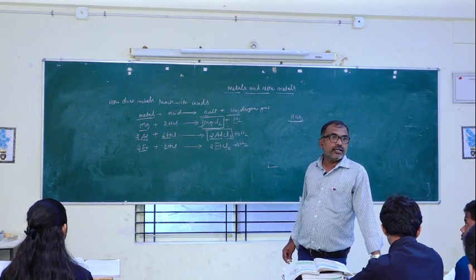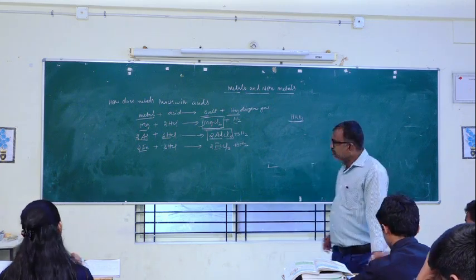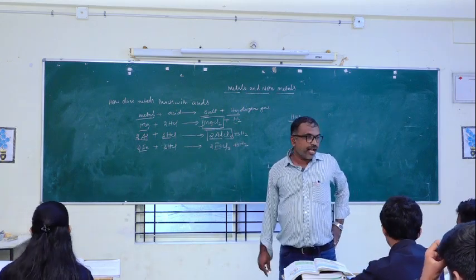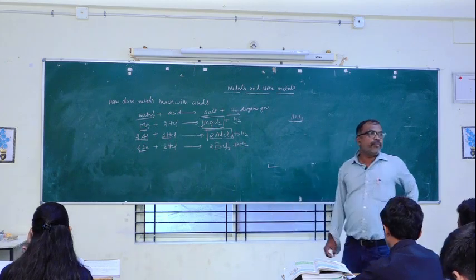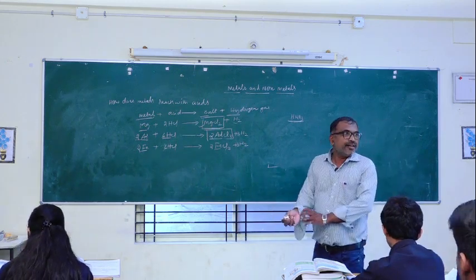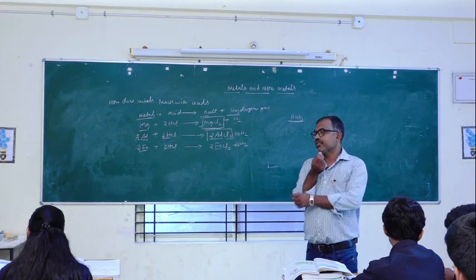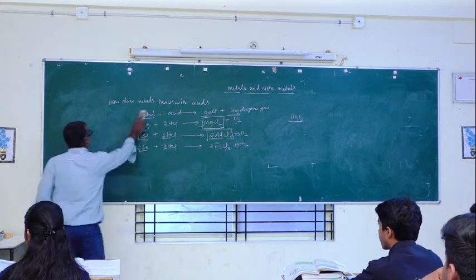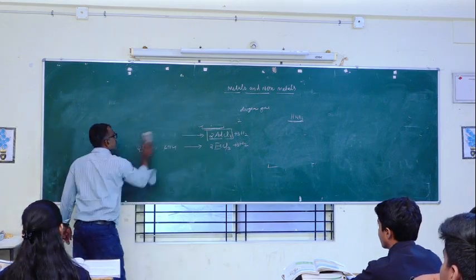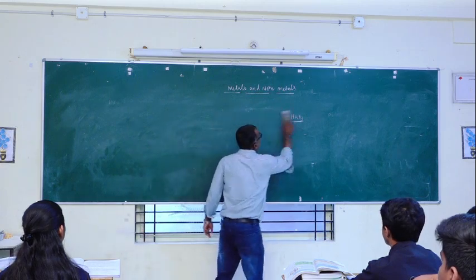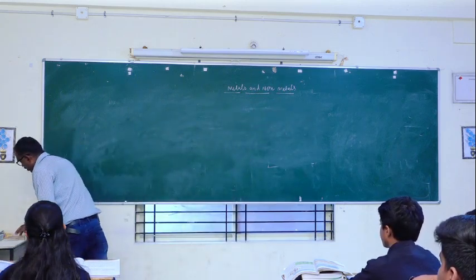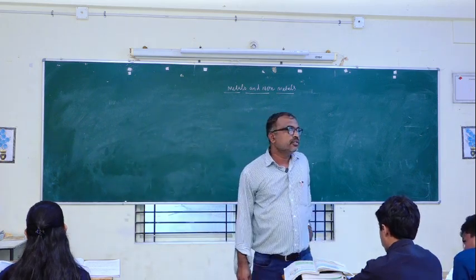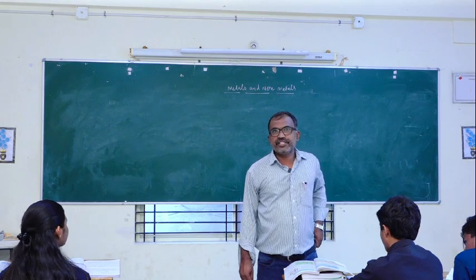Next, we are going to discuss, as we already did in the first chapter, the displacement reaction. So what happens when a metal reacts with other metals? It is going to make a displacement reaction. For example, in the first chapter itself, we discussed the displacement reaction. What is a displacement reaction?